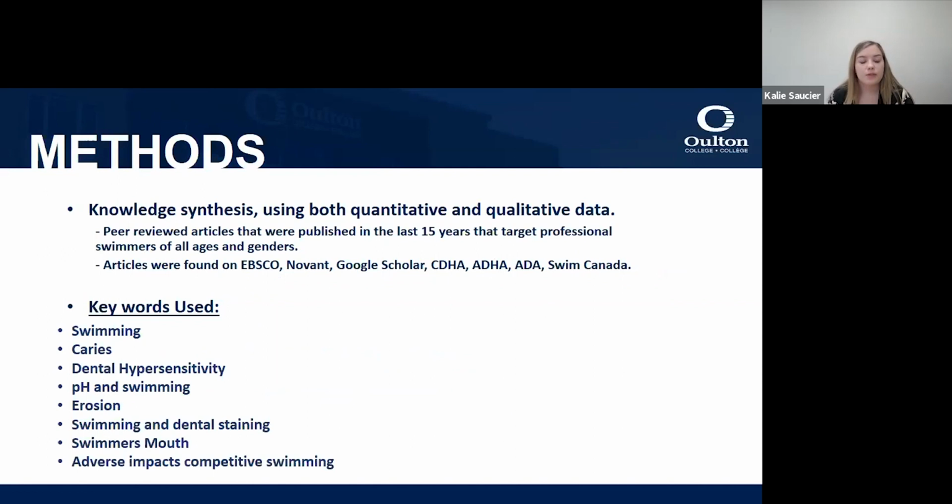So for our methods, we used a knowledge synthesis, using both quantitative and qualitative data. We used peer-reviewed articles that were published in the last 15 years that targeted professional swimmers of all ages and genders. Our articles were found on EBSCO, Novant, Google Scholar, CDHA, ADHA, ADA, and Swim Canada. These are just some examples of the keywords that we used: swimming, caries, dental hypersensitivity, pH in swimming, erosion, swimming and dental staining, swimmer's mouth, and adverse impacts on competitive swimming.